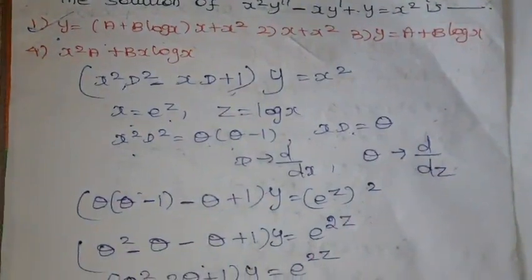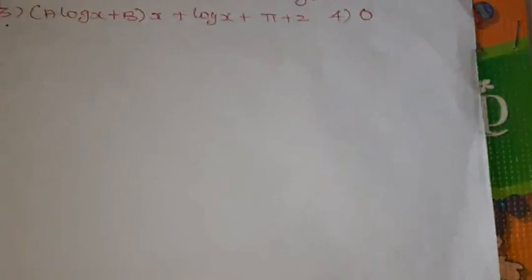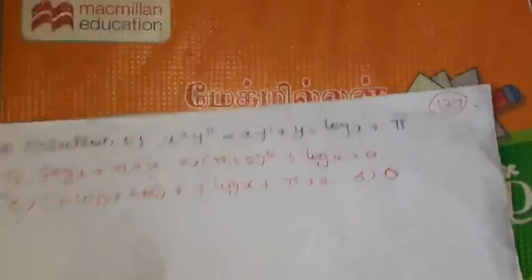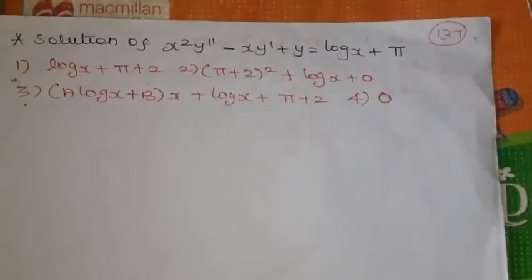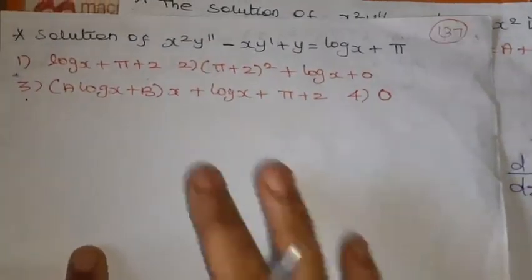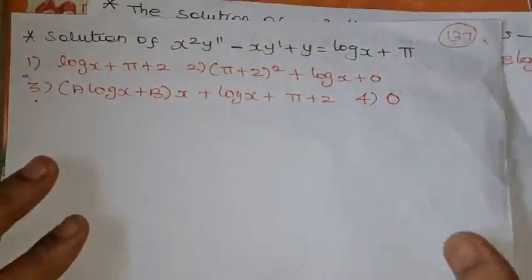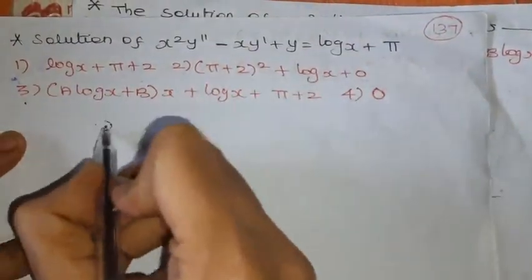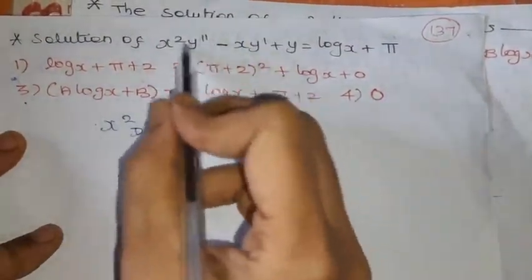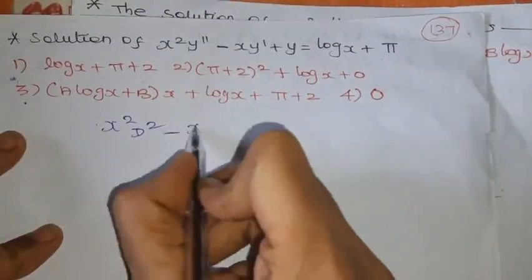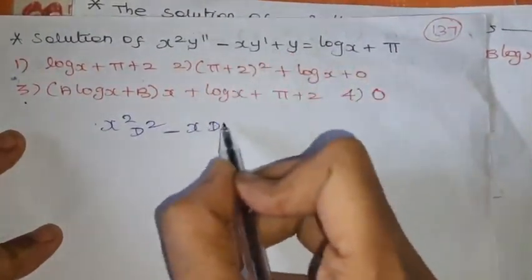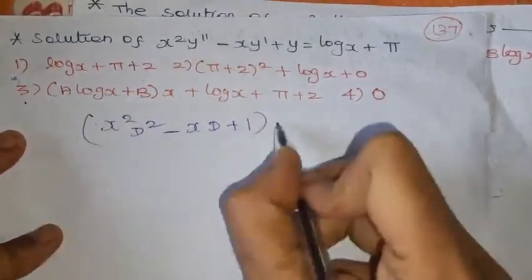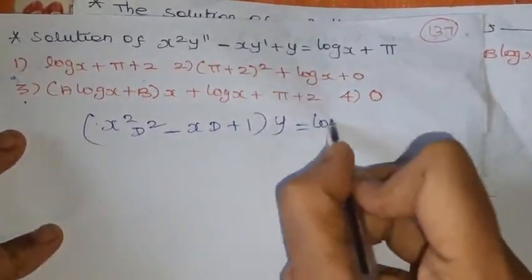For this type, we will see some problems. Okay, for variable coefficients, how to solve this. We should remember those substitutions. So the solution of that function we are going to find out. So x squared y double dash we can replace as D squared. So x squared D squared minus x D for y dash plus 1. We are going to take y outside. Okay, log x plus pi.